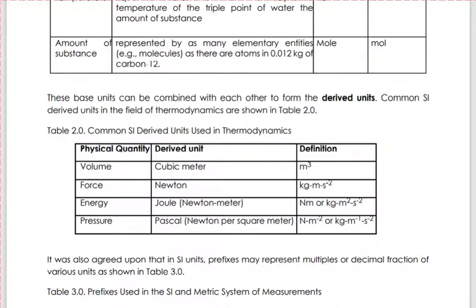Kilogram comes from our base unit, meter comes from our base unit, and second comes from our base unit above. So we also have pressure. The unit we use for pressure is Pascal, or Newton per square meter. If we look at it, Newton is kilogram meter per second squared, so Pascal is Newton per meter squared.